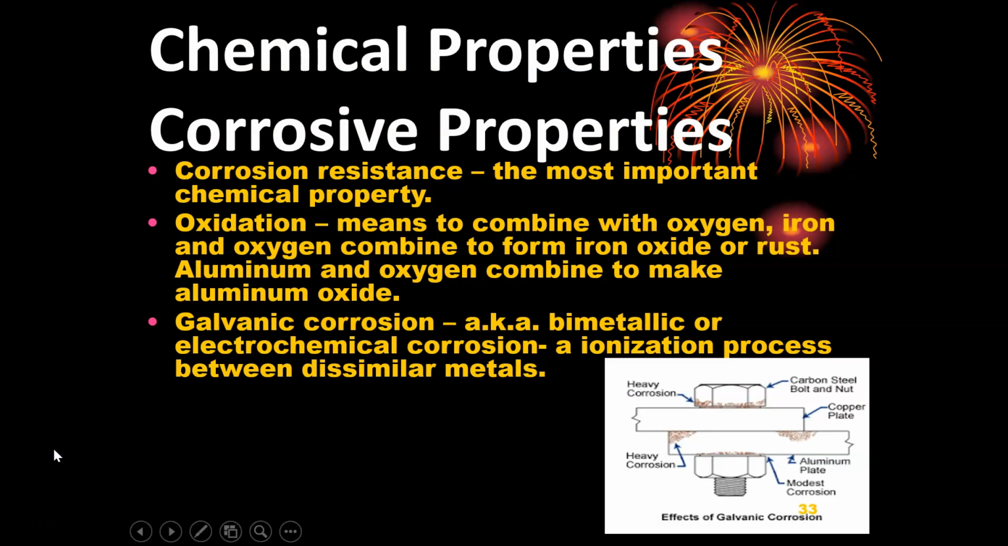Okay, let's start talking about the chemical properties of different materials. So corrosion resistance. Corrosion resistance is probably the most important chemical property of a metal. Materials are used in different environments, and they're exposed to many different chemicals such as oxygen, chlorine, water, oils. The reaction of the material to an environment is called corrosion.